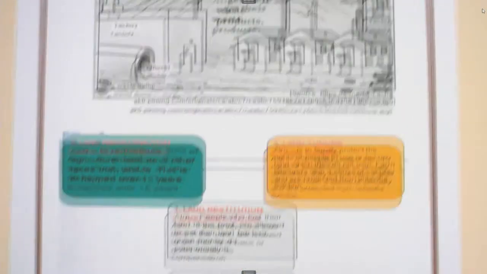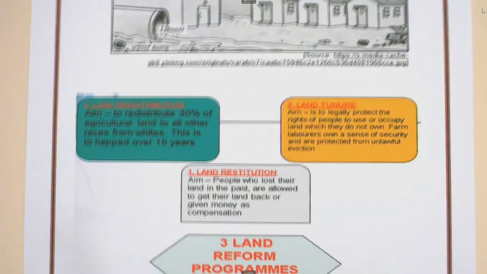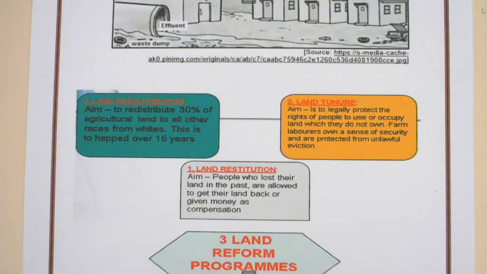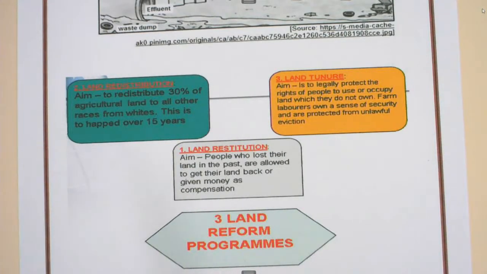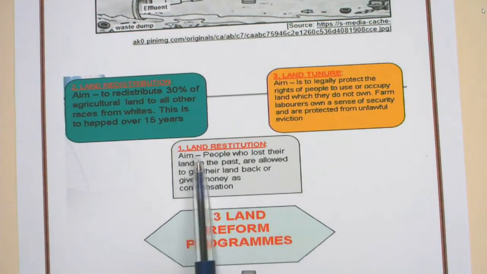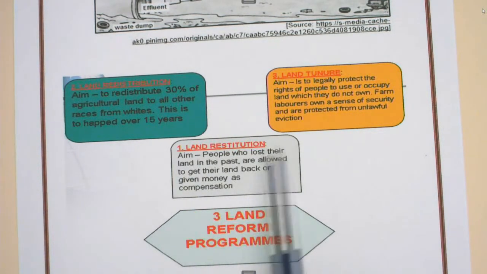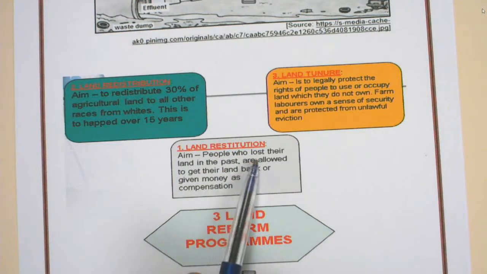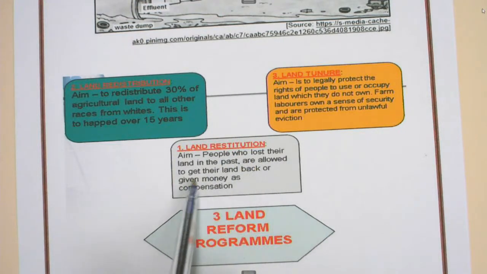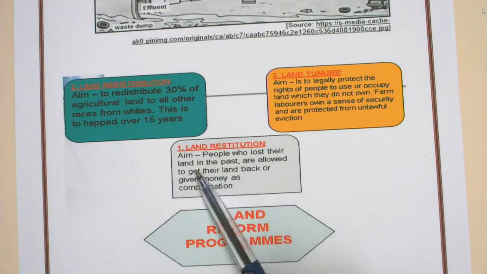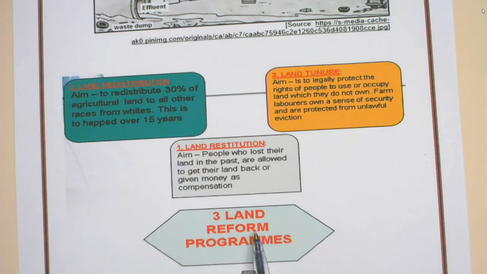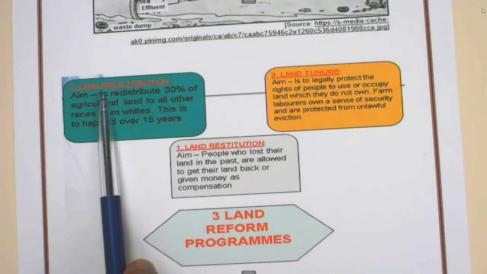So now let us look at these concepts, which are very important. The first one is the land reform programs that have taken place in South Africa. We're going to start first with land restitution. The aim of land restitution: people who lost their land in the past, particularly because of the Land Act of 1913, are allowed to get their land back, or are given money as compensation.